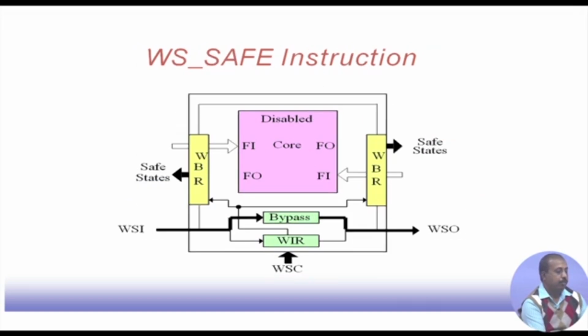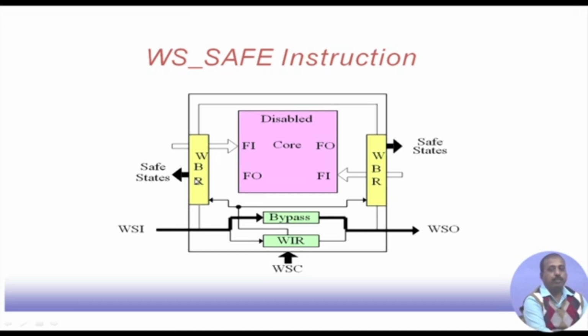Then there is the safe mode that we are talking about. In this case, we are not very sure about what is going to happen in the core. That is why we do not want to put any input to the core. We just put some value here, so that it is a safe state. The bypass is activated because whatever is coming has to be passed, and we have these WBRs configured into a safe state.